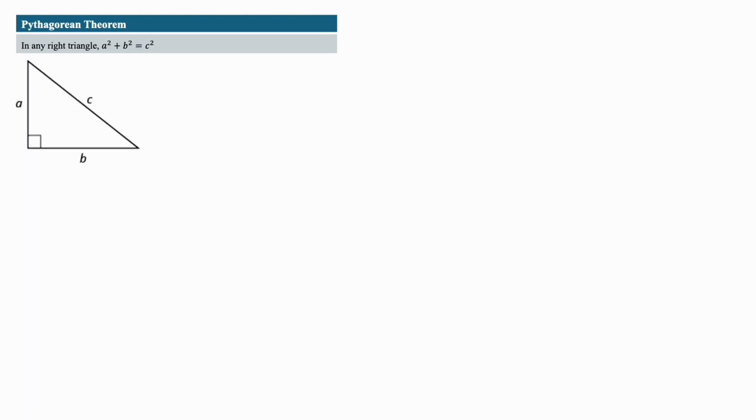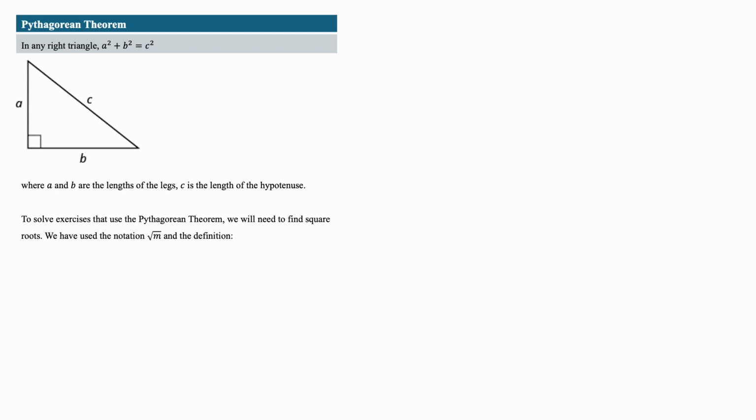Next, let's take a look at the Pythagorean theorem. So with knowing what we already know, in any right triangle, a squared plus b squared is equal to c squared, where a and b are the lengths of the legs, and c is the length of the hypotenuse. So to solve exercises that use the Pythagorean theorem, we will need to find square roots.